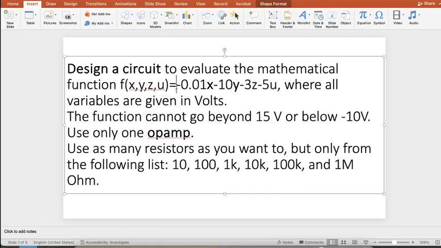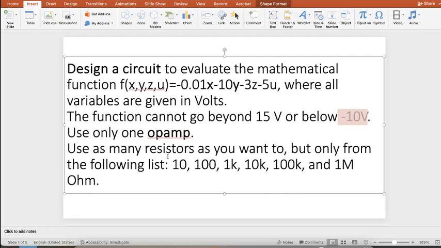And this is probably the simplest kind of function that we're going to have to design for, which is a sum of inverted signals, which points to a summing amplifier. So this is typical for a single op amp that does summing, but I wanted to point out some other constraints in this video. So first, the function cannot go beyond 15 volts or below -10, which means the last op amp of our design, in this case 1 op amp, will have these as power supply. VCC will be 15, minus VCC will be -10.